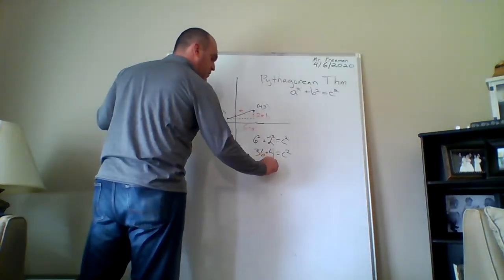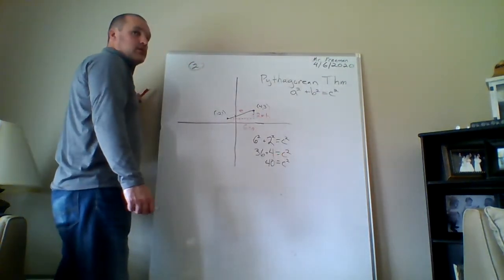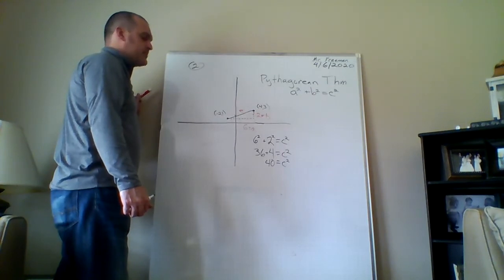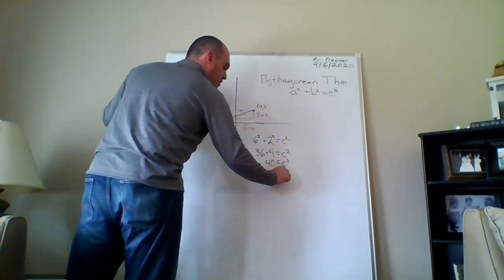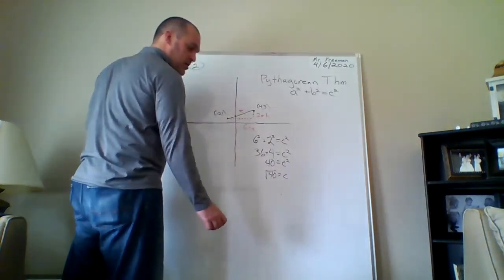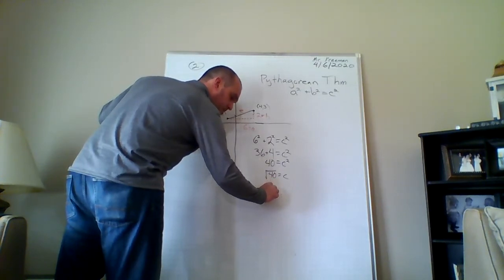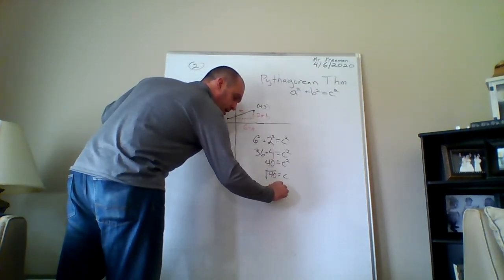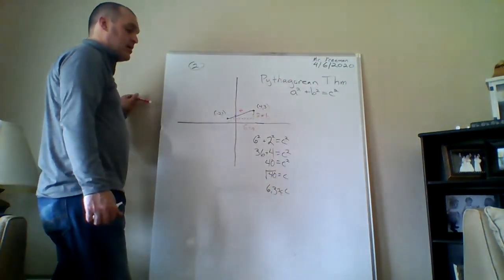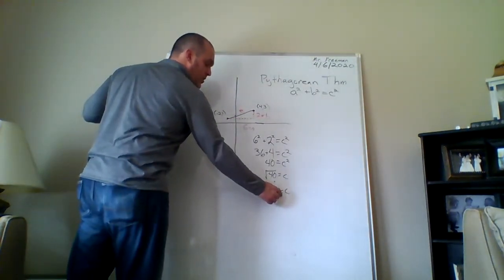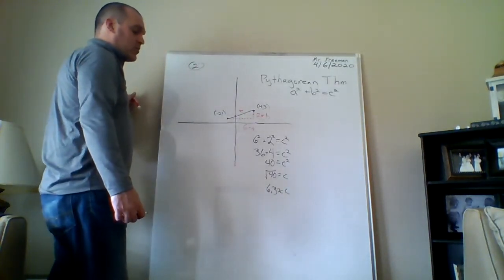36 plus 4 is 40, which is equal to C squared. 40 is not a perfect square. So if we take the square root of 40, we're going to get our regular old C, which is about 6.3. If I round it off, our C is actually equal to 6.3. If you didn't have a calculator, since 40 is not a perfect square, you could write it that way.